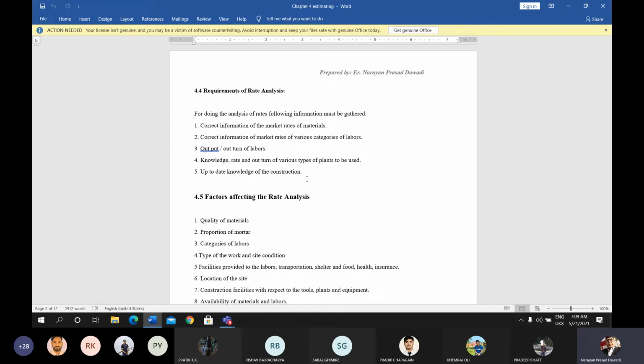So the output or outturn of labor or outturn of the different types of tools, plants, and equipment is considered in the norms. According to this, the total number of different types of labor required, and the total number of different types of tools, plants, and equipment required, is considered in the norms. According to the output of the labor and the outturn of the tools, plants and equipments, the norm is developed by the government. This norm is used. How many numbers of particular labors are required for each and every item of the work, that is per unit item of the work, is considered from the norms which is prepared by the government.